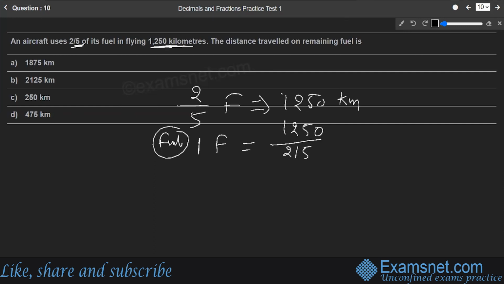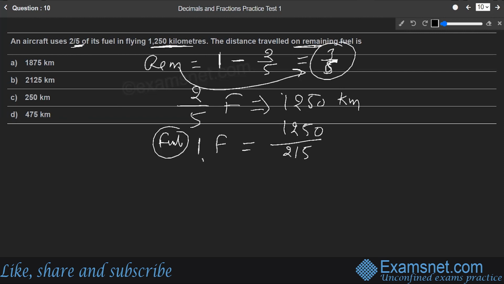Okay, if with 2 by 5 fuel we can go 1250 kilometers, then with one fuel we will be going 1250 divided by 2 by 5. Now we can leave it like that only. We are supposed to find the distance traveled on the remaining fuel. So we need to find the remaining fuel. Remaining fuel is always one fuel, that is full capacity, minus 2 by 5 of the capacity, which comes out to be 3 by 5. So this is the remaining fuel, 3 by 5 of the capacity.